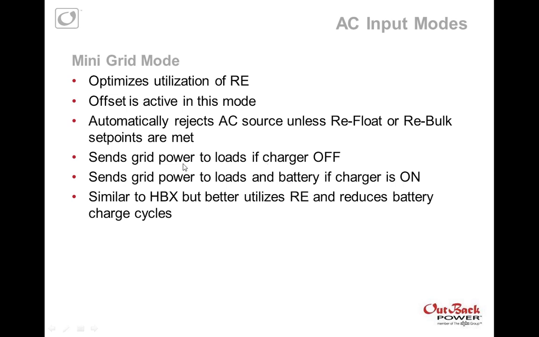So you have the option, if you just want to say, hey, I want to use all the renewable energy available and just use a little bit of grid power to power my loads if I need it, I can turn the charger off, and what that means is I'm only going to charge my batteries with renewable energy. It's similar to what we call our high battery transfer mode, but it better utilizes the renewable energy and reduces the battery cycling back and forth between grid and battery. So it reduces the charge cycles, but has the same kind of optimization of renewable energy.